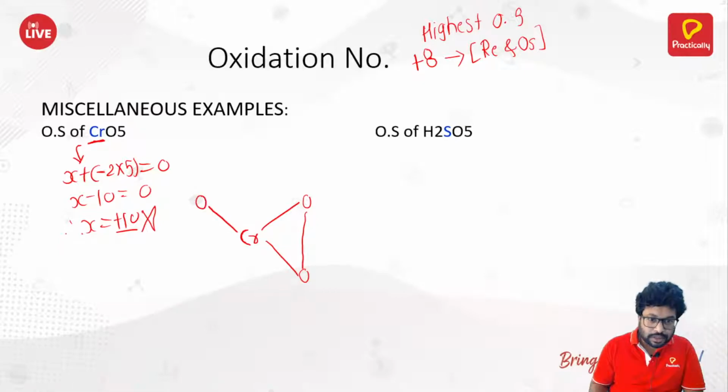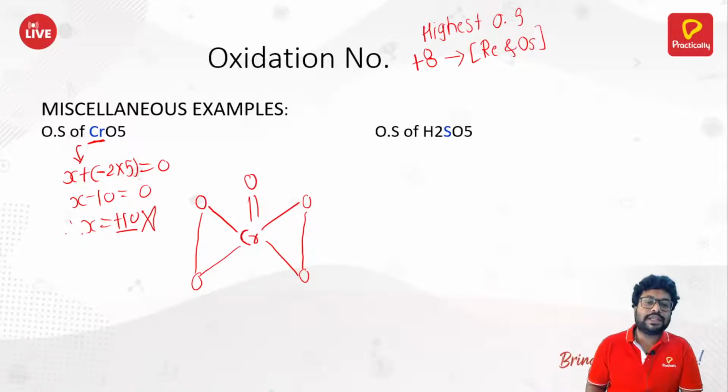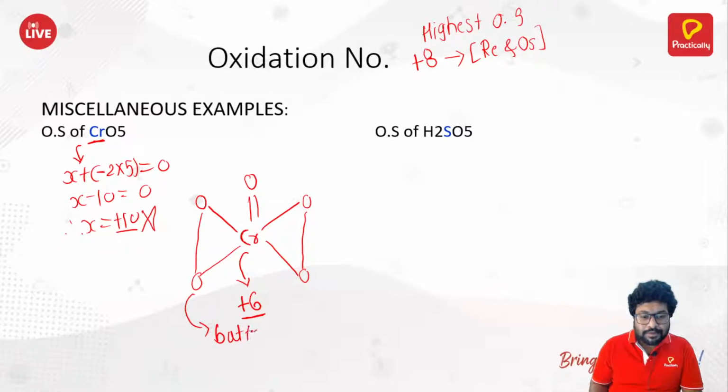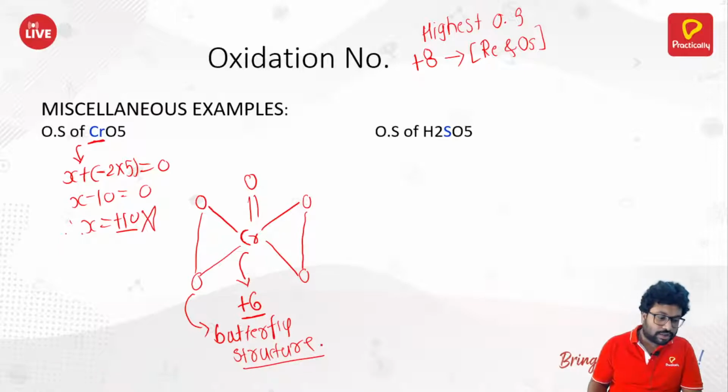Then you have oxygen here, like this. CrO5. See, that is how the CrO5 actually looks like. You can see here the chromium has formed 6 bonds only, which makes the oxidation state of chromium +6 only. This structure appears like a butterfly. That is why it is called a butterfly structure.